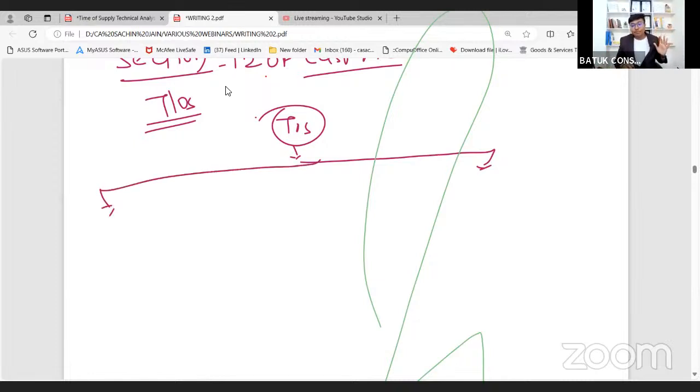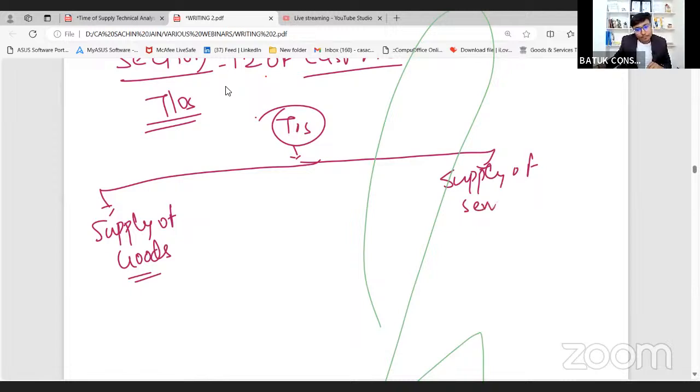Time of supply: in which case do I need to decide the time of supply, under which situation I need to decide the time of supply. For that purpose there may be supply of goods. In case of supply of goods, there may be a requirement to determine the time of supply. In case of supply of services, so there are a total of two types of scenario. One is supply of goods, another is supply of services, in which I need to decide the time of supply.